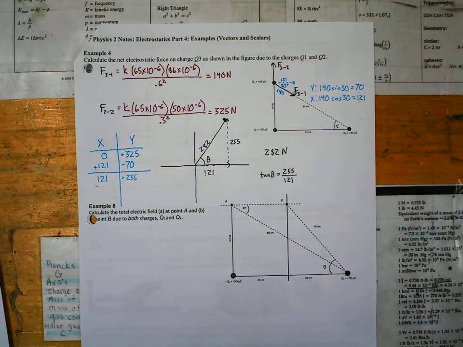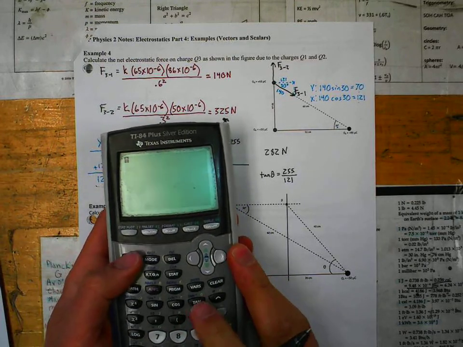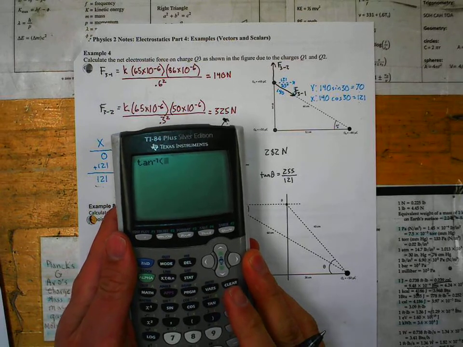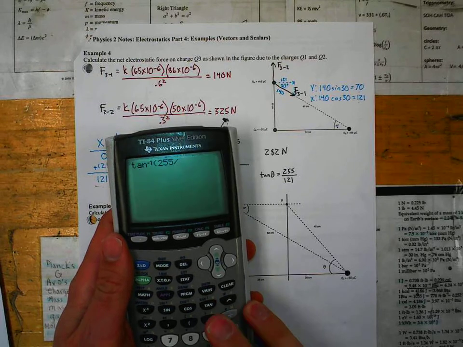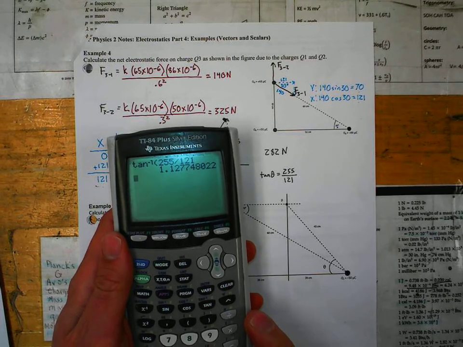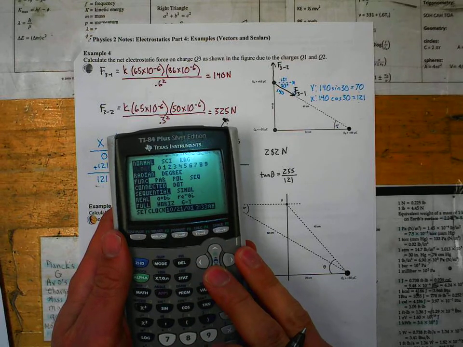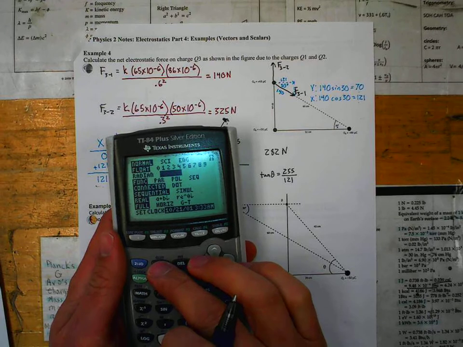Okay, so let's punch that into our calculators. And we want inverse tangent. To undo a tangent and get theta, you use second tangent. 255 divided by 121. Oops, radians. I bet one of you put my calculator in radians. You know who you are.